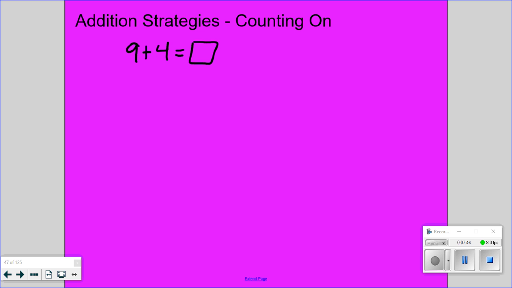I know that if I'm using the counting on strategy, I'm going to start at 9 and count on 4 more. So on a number line, it might look like this. 9, 10, 11, 12, 13.